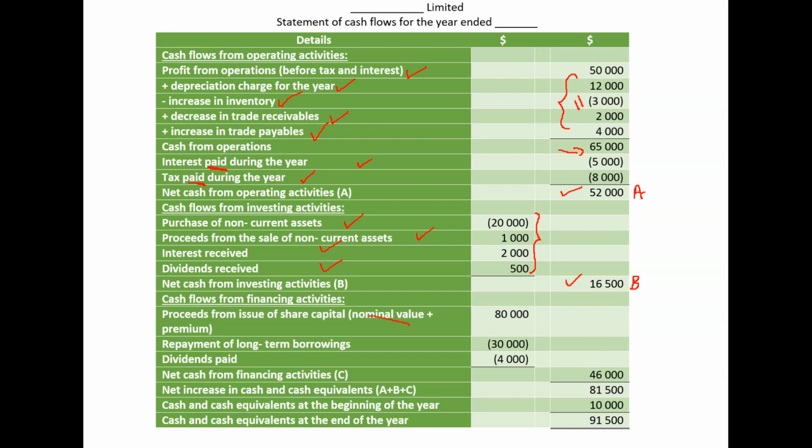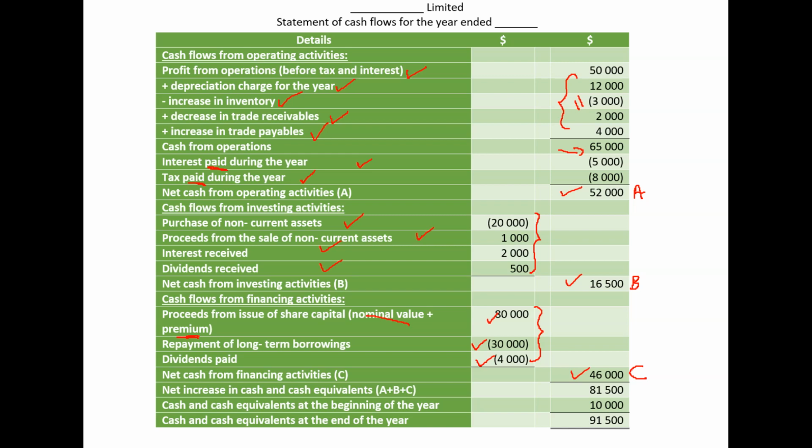Please note that we are considering both nominal value and the share premium, that is $80,000. Repayment of long-term borrowings is an outflow and that is why it will be subtracted. Any dividends paid will also be subtracted, hence in brackets. After we have added these figures, we will arrive at the net cash flow from financing activities. Let us label this figure C.